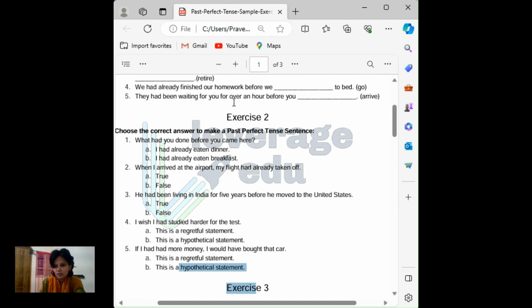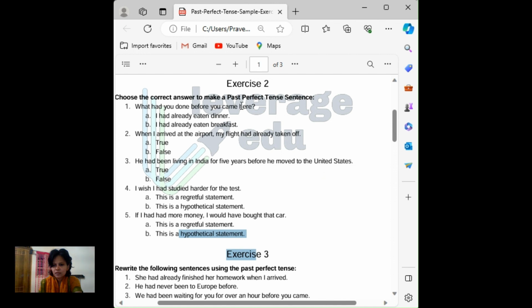They had been waiting for you for over an hour before you arrived. Before that person came here, they were waiting. They sat and were just waiting for the person to come and meet. So that duration of 1 hour is the time it took this person to arrive at this place.